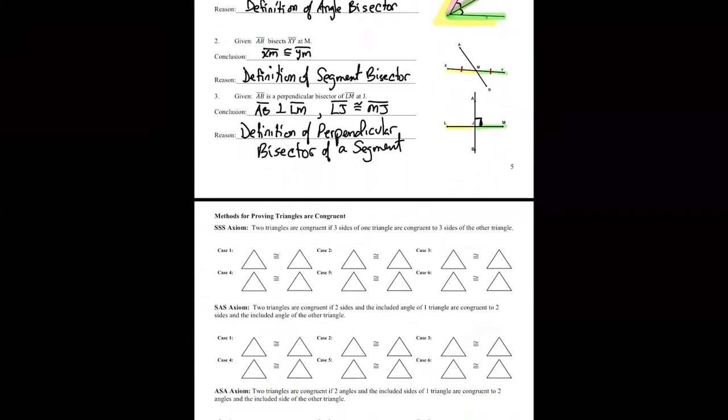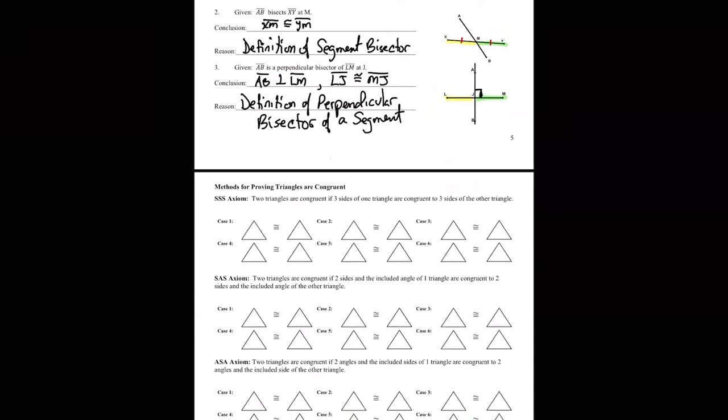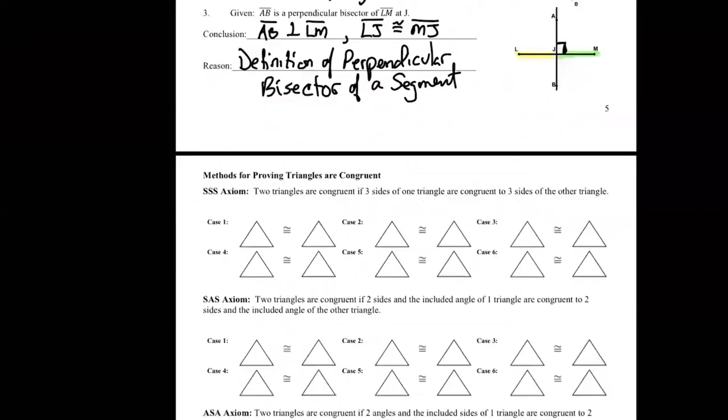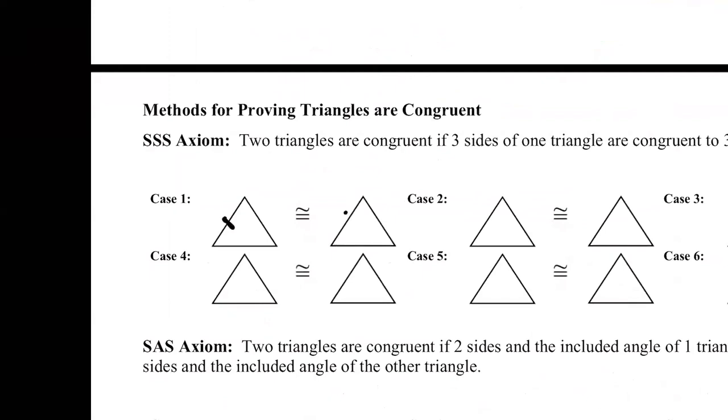All right. So when we say the SSS axiom, we're saying two triangles are congruent if three sides of one triangle are congruent to three sides of the other triangle. All right. Congruent meaning equal in measure. So what that could look like would be maybe this side is congruent to this side, is congruent to this side, or this side is congruent to this side. So that's a possibility.